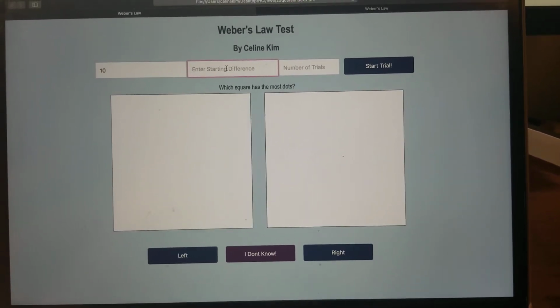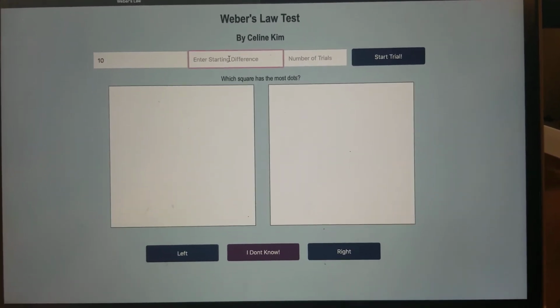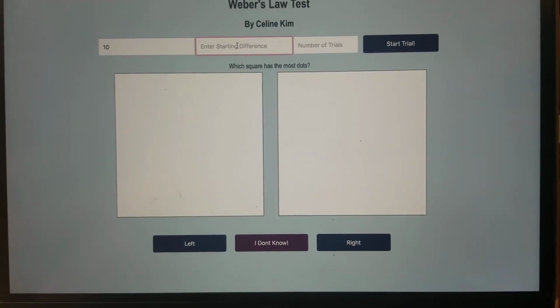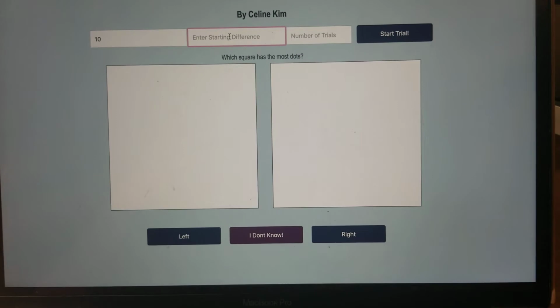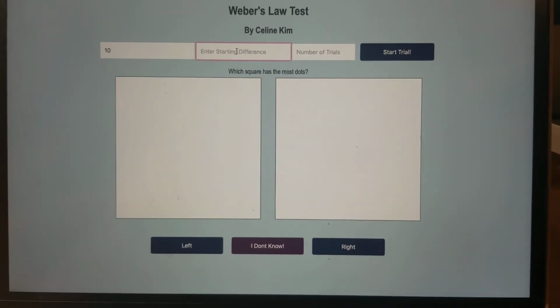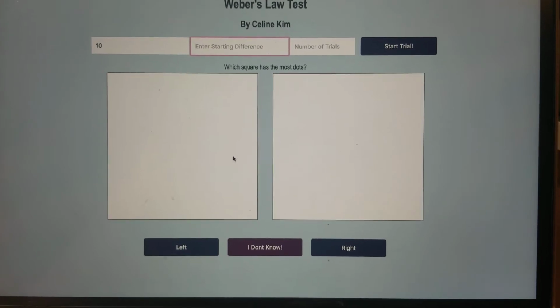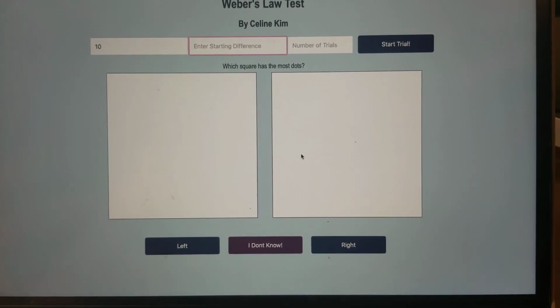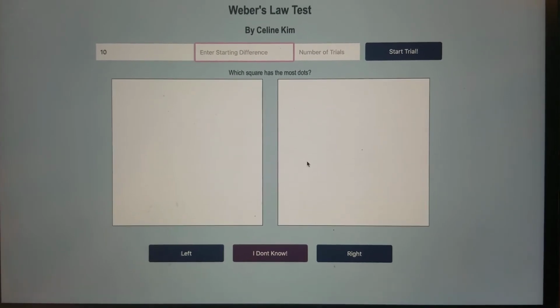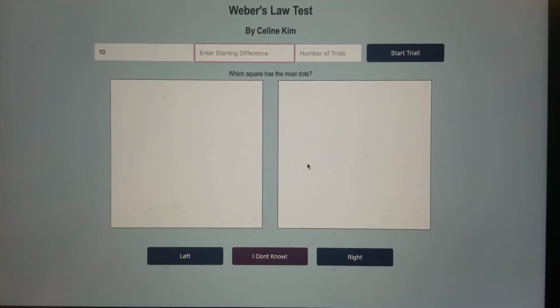and I can start off with 10 squares, and then when I ran the trial, I started with a reasonable difference, maybe 1 or 2, something low, just to create a baseline. Eventually, as I was getting answers correct, the difference would go down, and if I were getting them wrong, then the difference would go up, and it would level out to see what the threshold was.